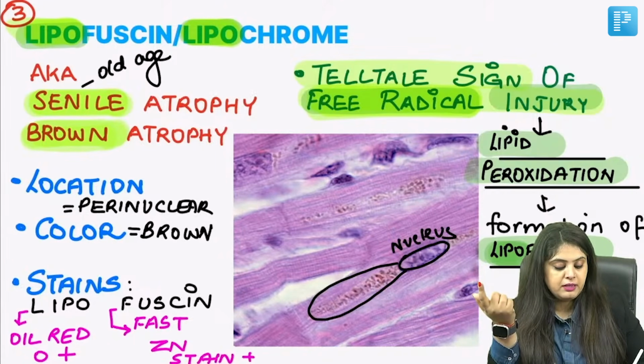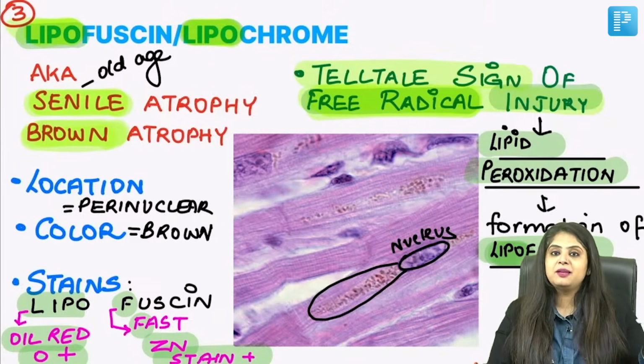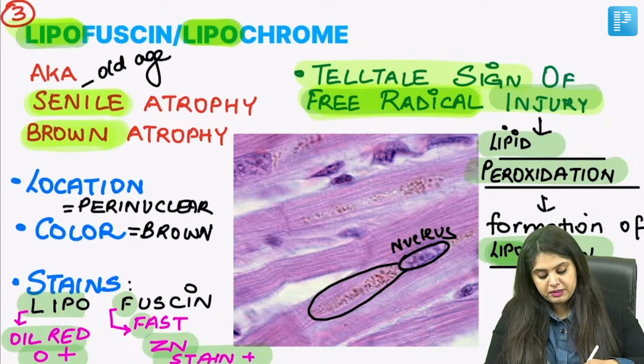So how do we learn lipofuscin? Lipo we learn as oil red O because fat, and fuscin we learn as fast. So that is very good. I got the answer. That is ZN stain. Remember it: lipofuscin is oil red O and ZN stain positive. So the third pigment is also done.